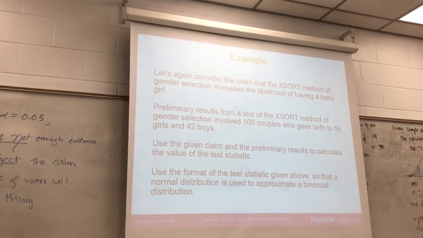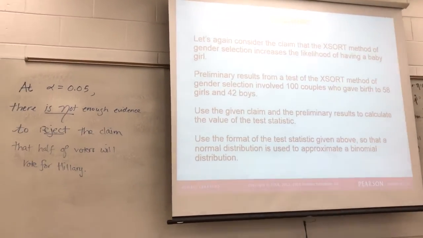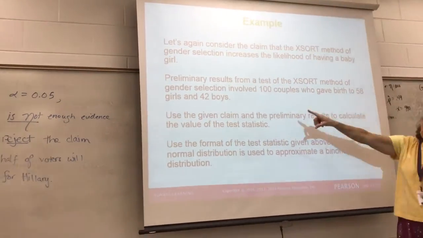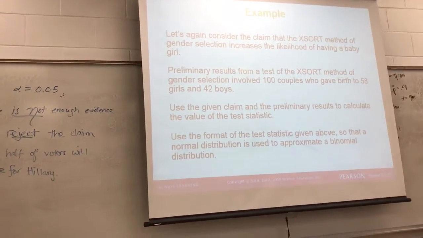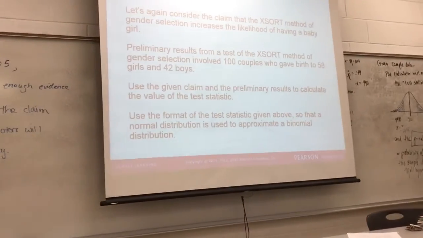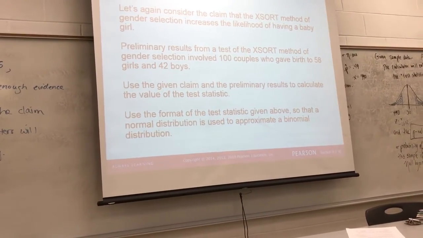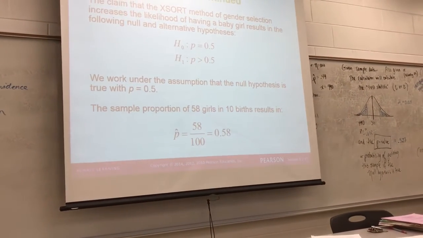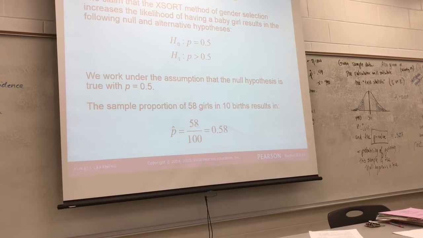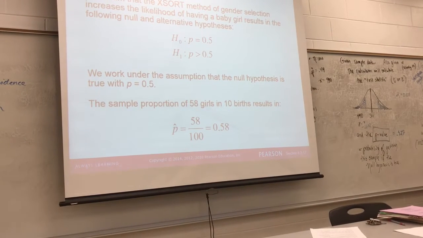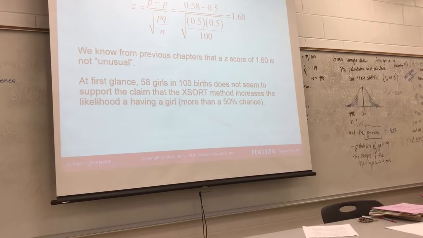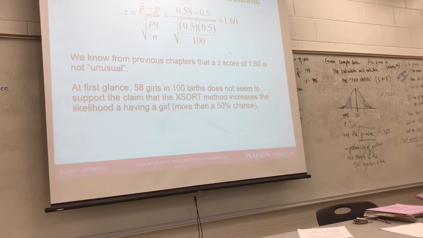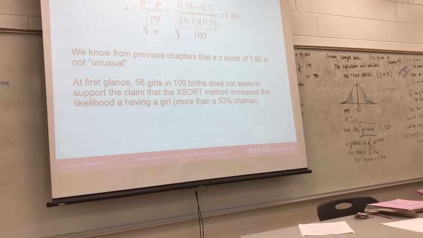So, all right. Here again is that example with the XORT method of gender selection. So there's 58 girls and 42 boys. There's actually a binomial here that we're approximating with a normal distribution, just FYI. Here's the setup, and then here's the sample proportion, p hat. Here's actually the formula calculation of the z-score for that situation. Let me show you.